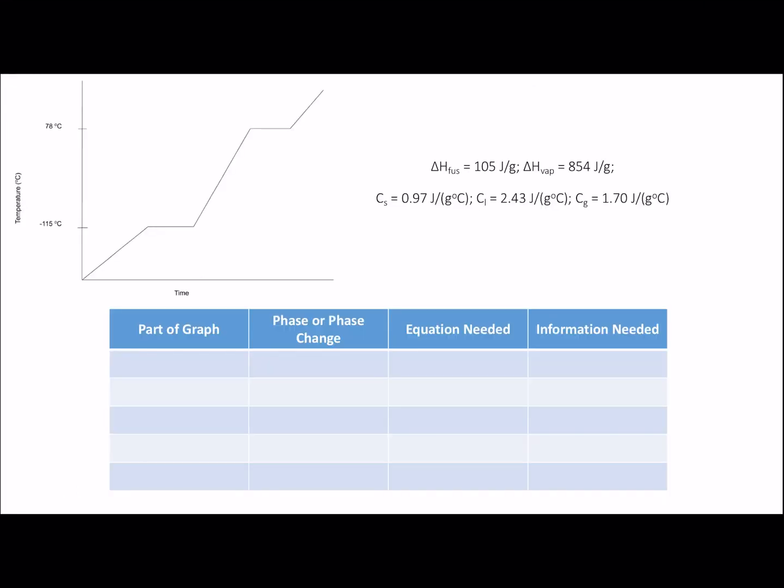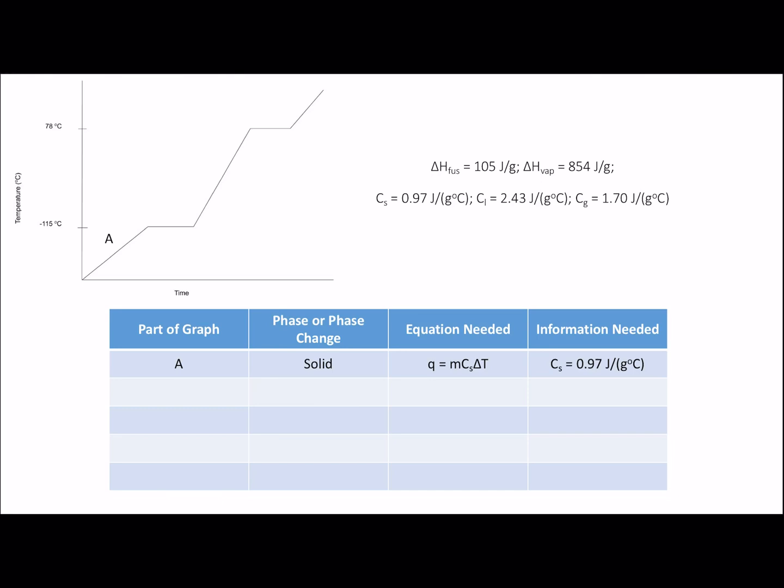So before we jump into doing the calculations, let's break down the graph that they've given us. I've labeled this part of the graph A. What is happening at this part of the graph is we have solid ethanol, and you notice that the temperature is going up. So in this case, we are doing an endothermic process, so we are adding heat to the ethanol.